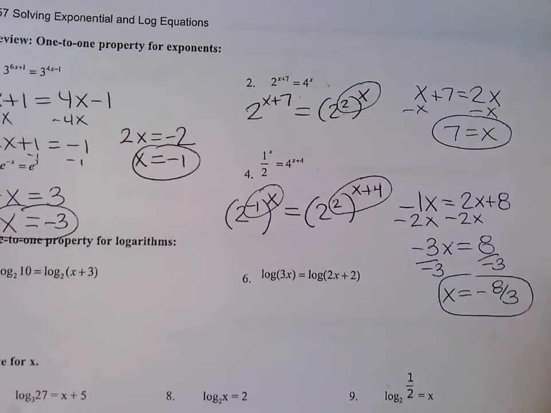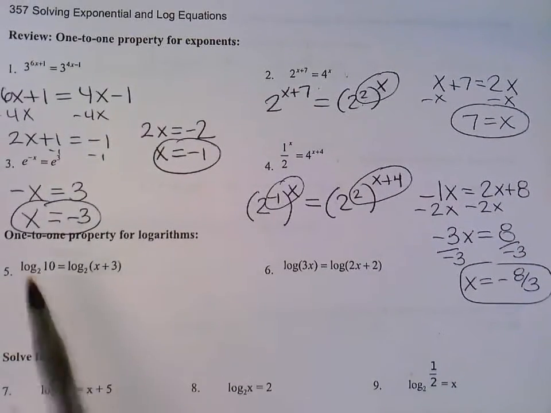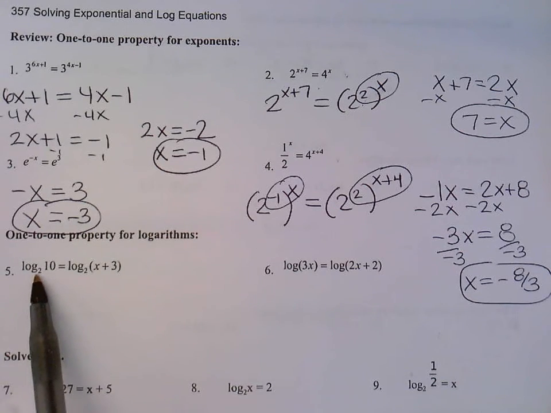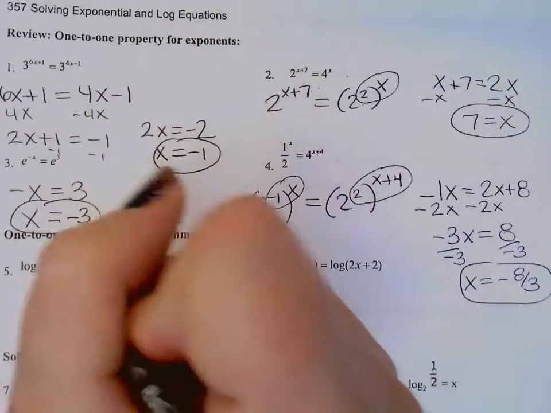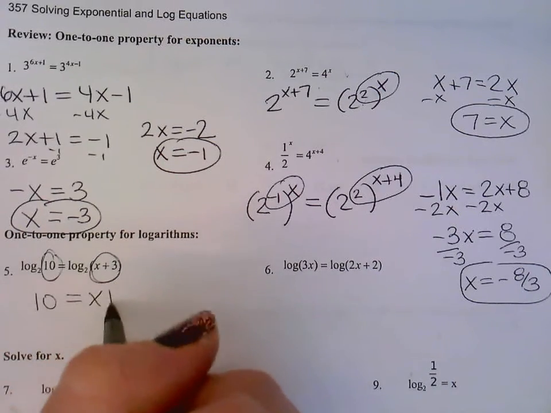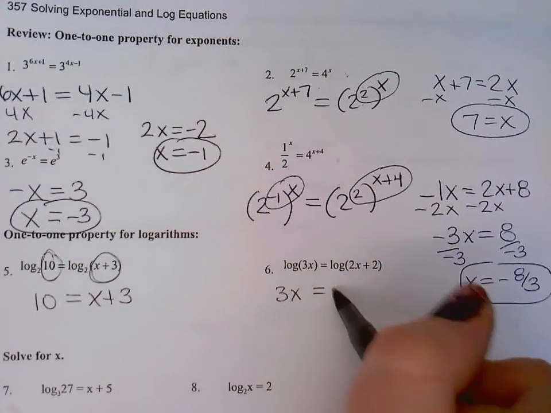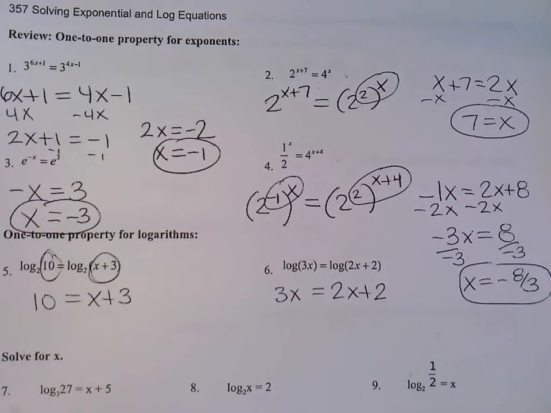So there's a one-to-one property for exponents. There's also a one-to-one property for logs. This little number here is called the base of the log. And if the base matches on both sides, you can do kind of that same thing. This 10 has to be equal to this x plus 3. Over here, the base of the log is 10, so it's like the unwritten base. So I can take 10 and set it equal to x plus 3. I can take 3x and set it equal to 2x plus 2. So you're really just solving a linear equation. You don't need exponents and logs. You're just solving a linear equation.